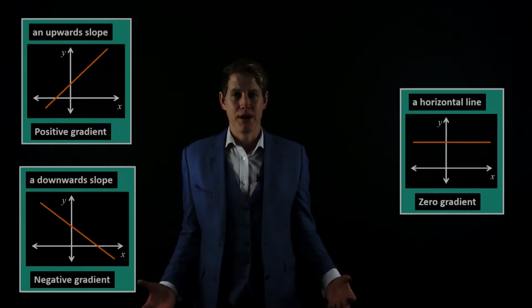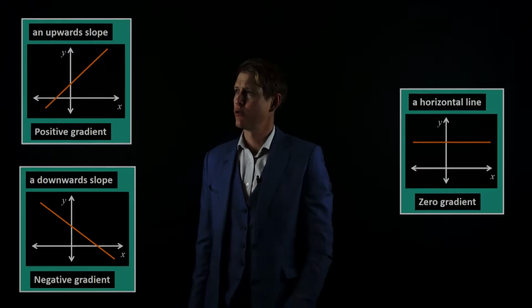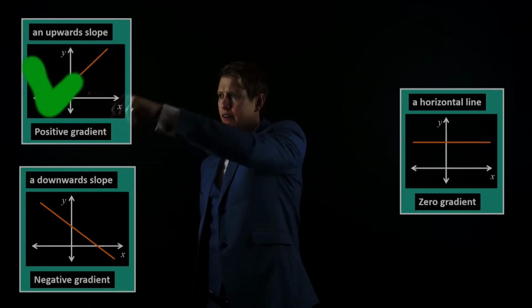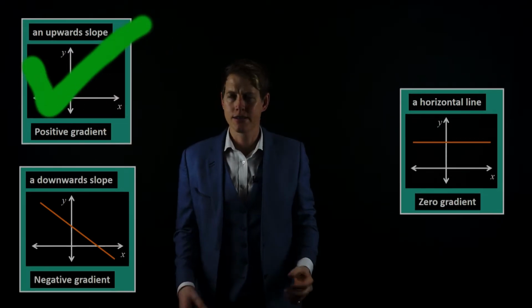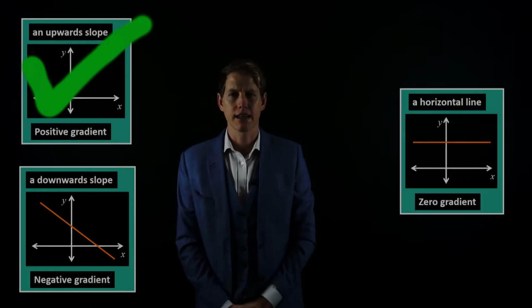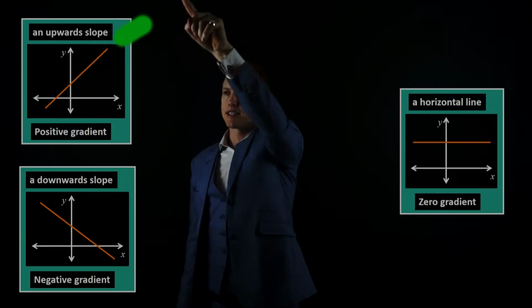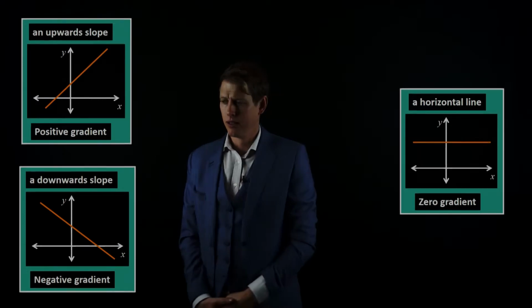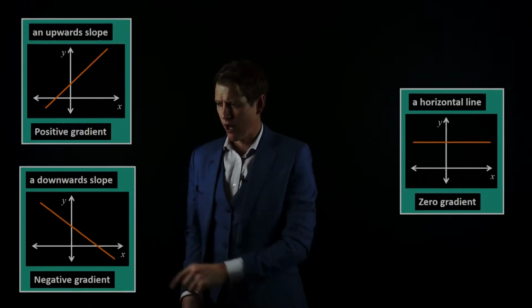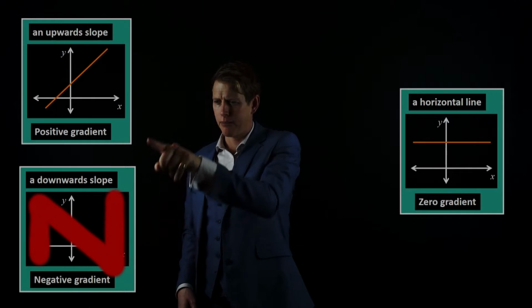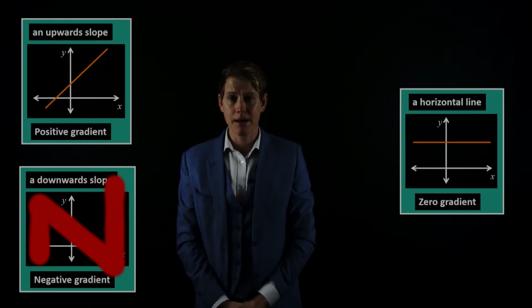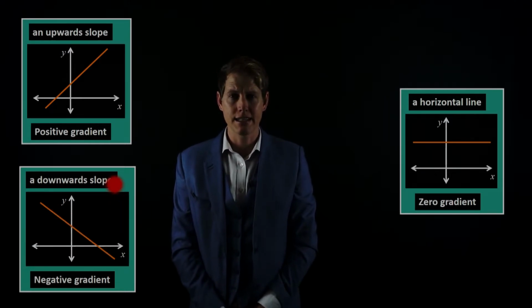Well, one of the ways I remember is I think to myself, well, can I make a tick? Okay, I'm right-handed, so I do my ticks like that. If I can, it's a positive gradient. Well, that one, I make it look like a big capital N. If I get a capital N, then I think it's a negative gradient.